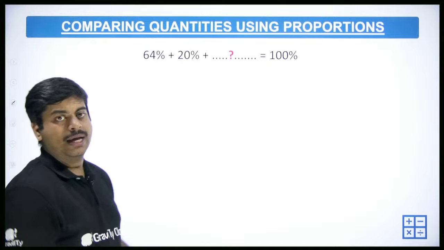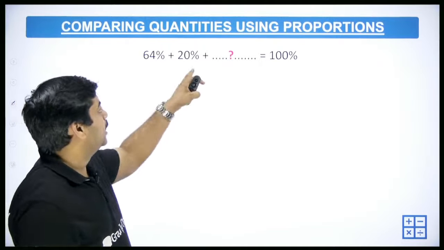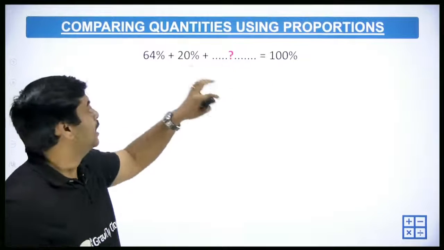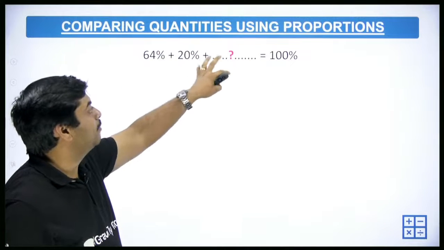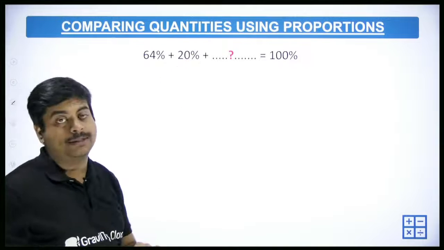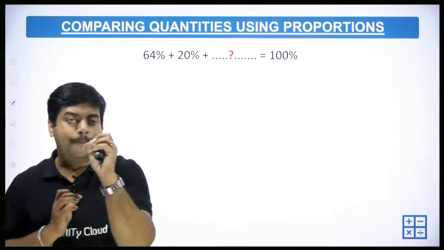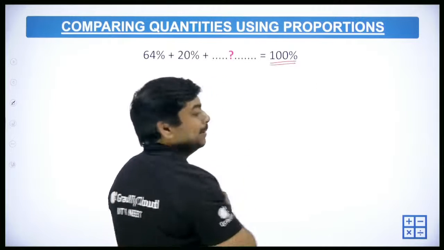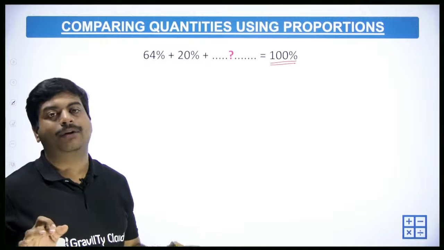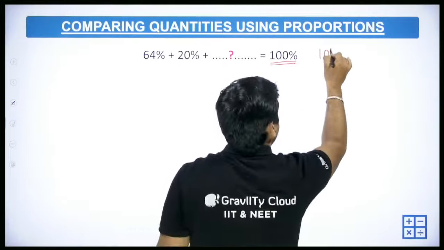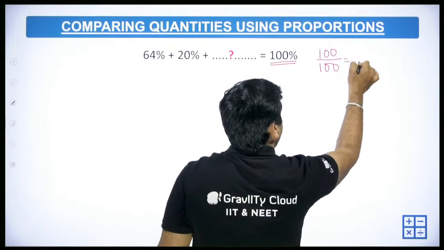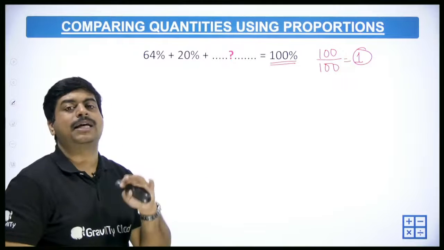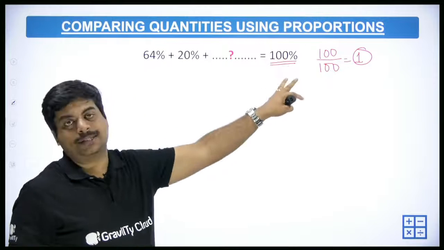Here we have a small question. 64% plus 20% plus some percentage is equal to 100%. 64 plus 20 plus some X percentage should be equal to 100%. When I say per 100, 100 percentage means the complete. 100 percentage means 100 by 100, which is equal to 1. 1 means a complete set. That means always the sum of the percentages will be equal to 100%.